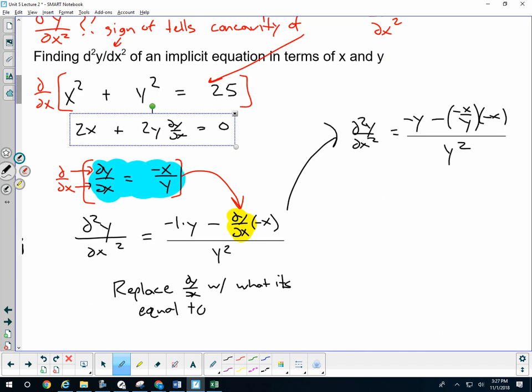Okay? Now, I'll show you how this is equal to what we just got the other way. So this is totally fine, but watch what I can do to simplify this. So this is fine, good. This is all simplified. Going to combine the negative x and the negative x. And I get negative y minus positive x squared over y squared.